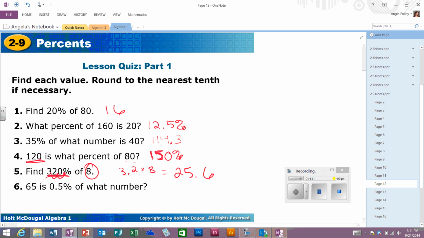65 is 0.5% of what number? So I set up a proportion for this one. And I got x is 1300. So if you have questions, just ask, and we will do some practice problems on your homework and go from there.